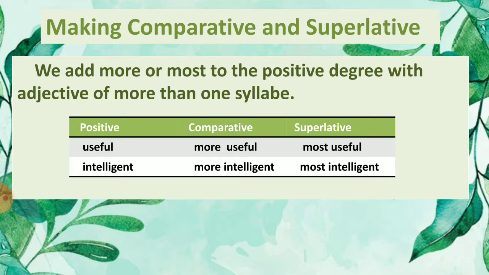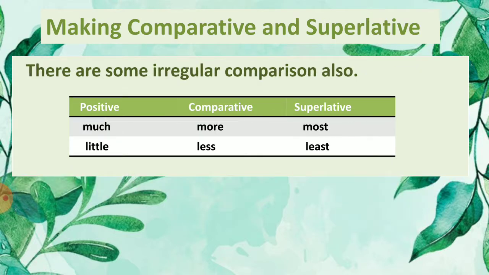We add more or most to the positive degree with adjectives of more than one syllable, right? So if we have an adjective of more than one syllable, then we will be adding more to the comparative and most to the superlative degree of adjectives. For example, useful, more useful, most useful, intelligent, more intelligent, most intelligent.